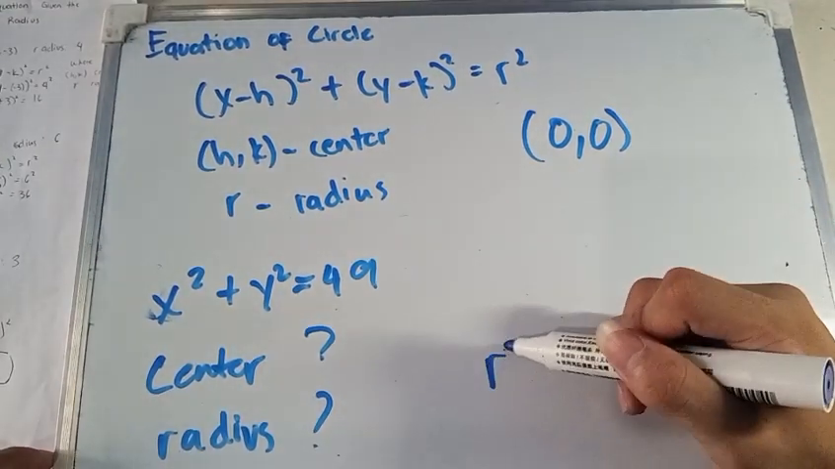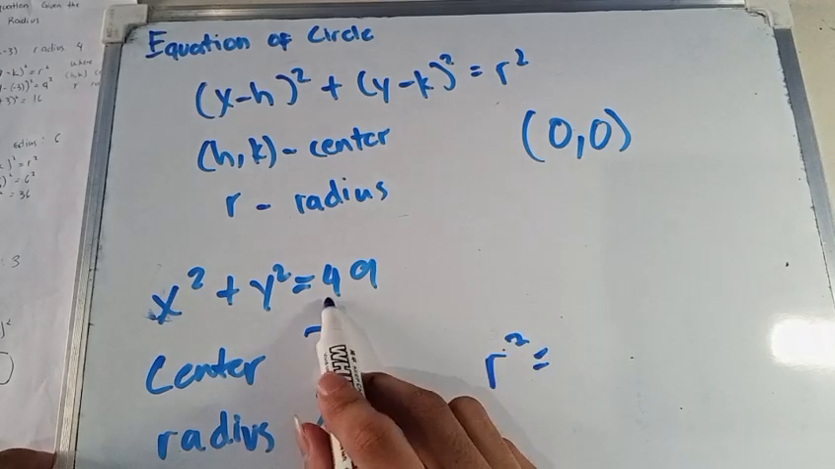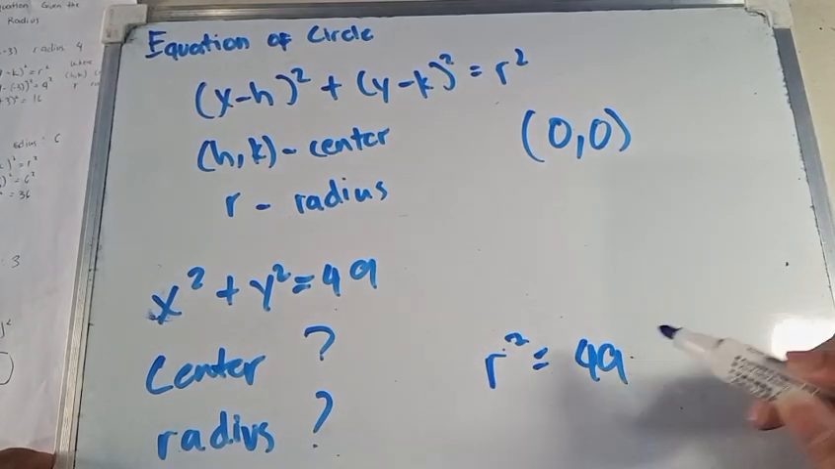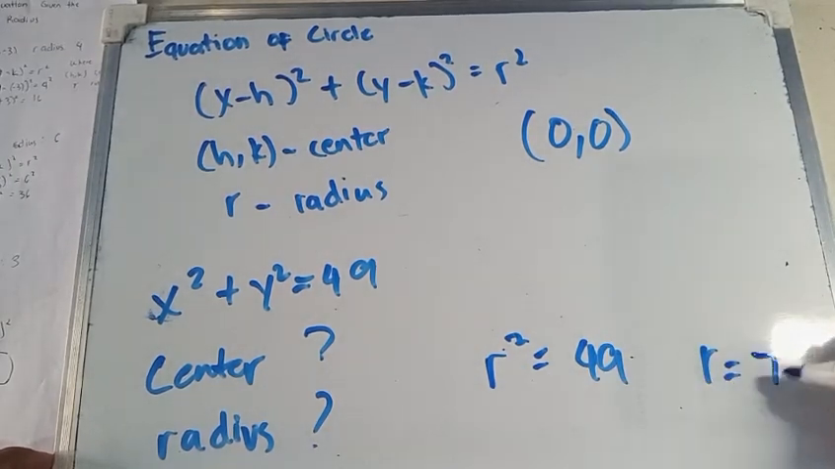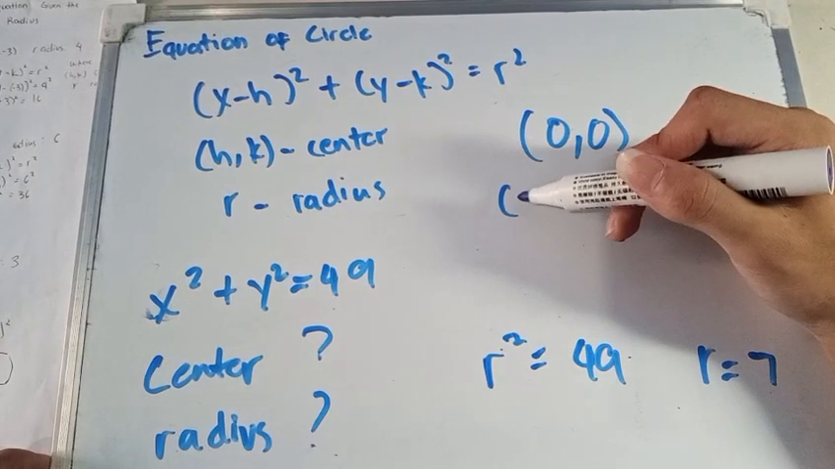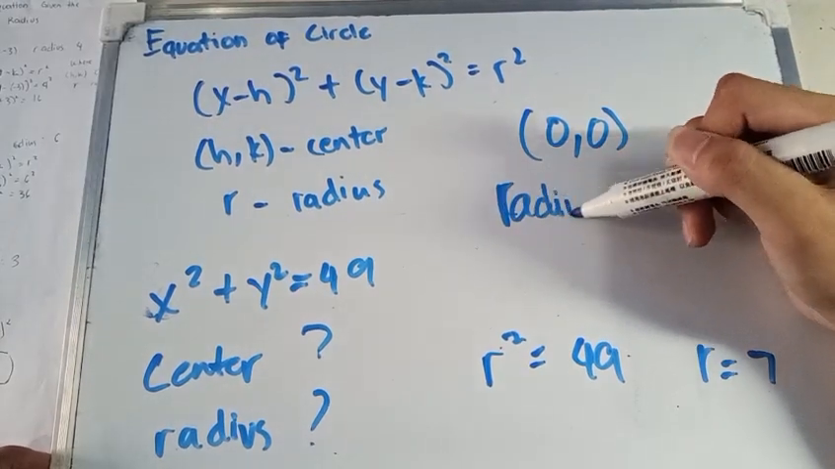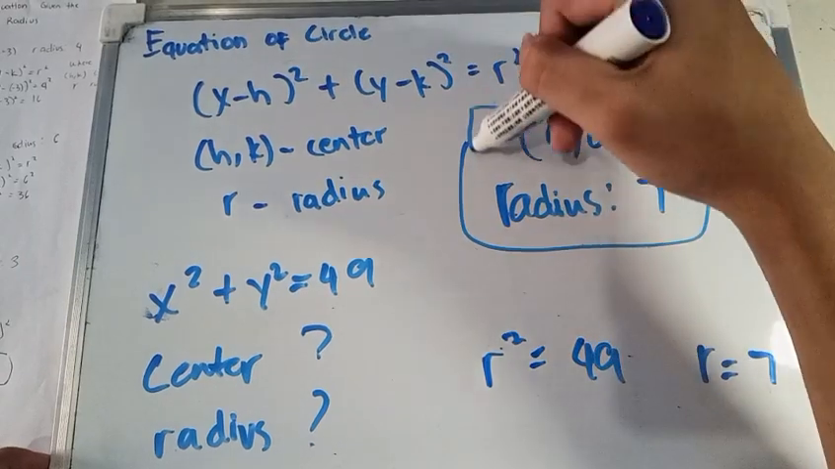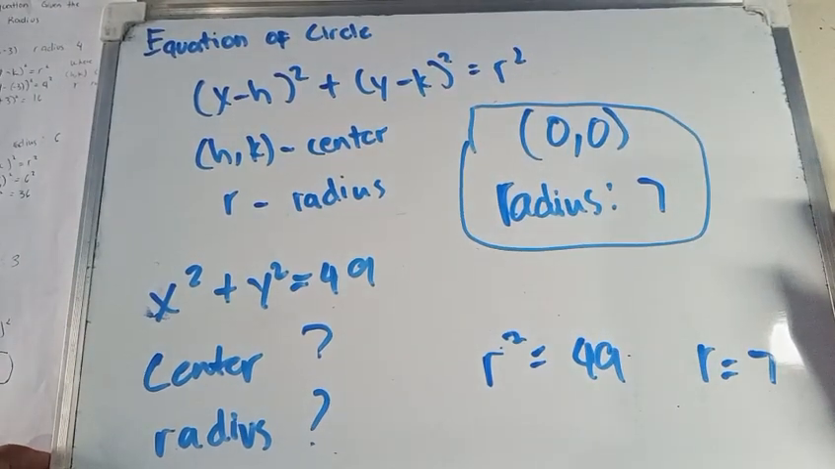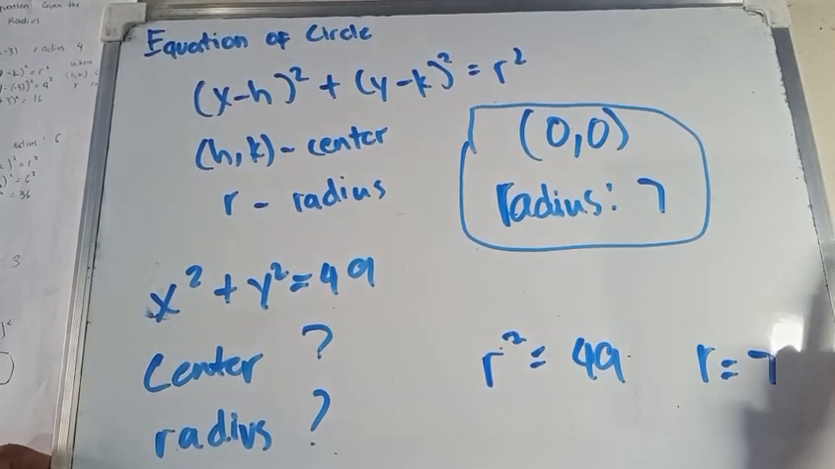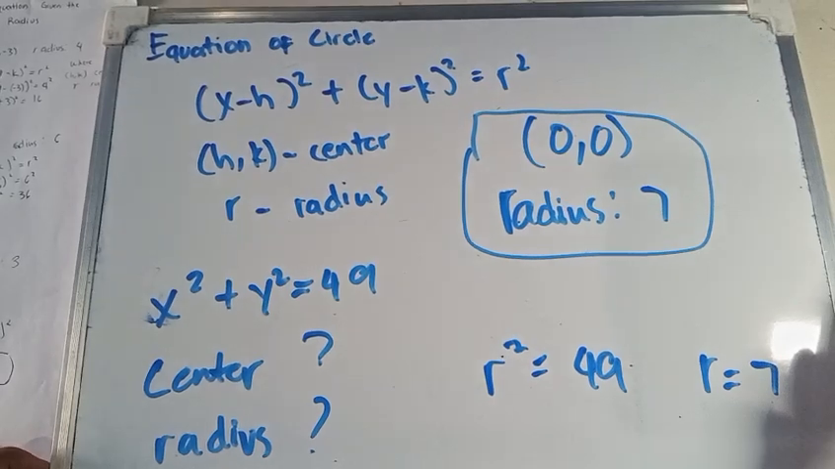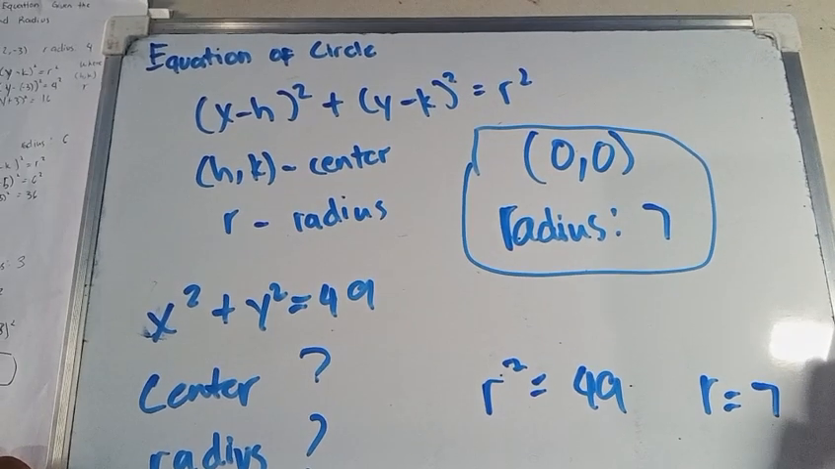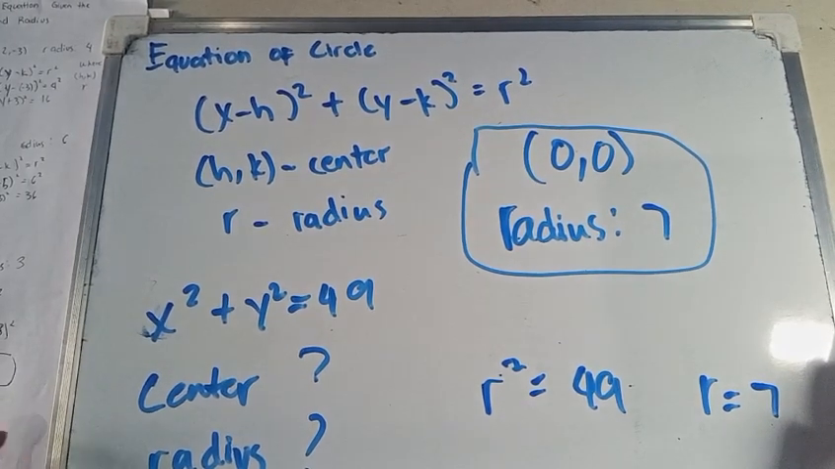Now radius squared is equal to what? 49. And the square root of 49 is simply 7. Therefore our radius here is 7. And this is our answer. And that's how you find the standard form of a circle given its center and radius.